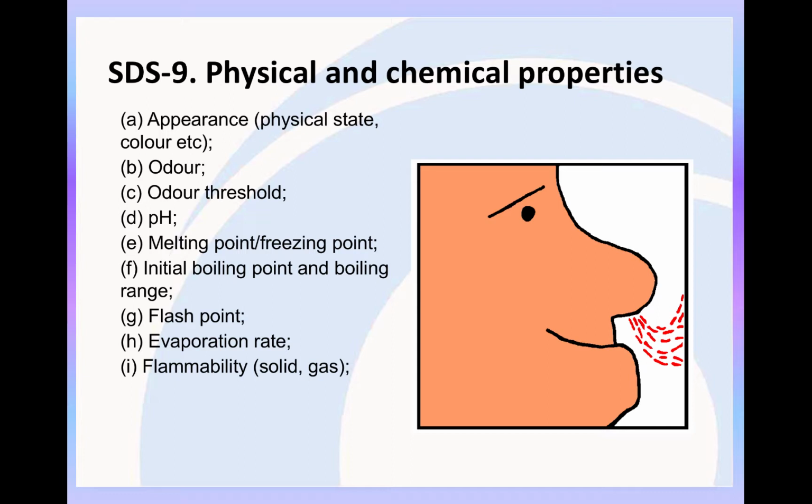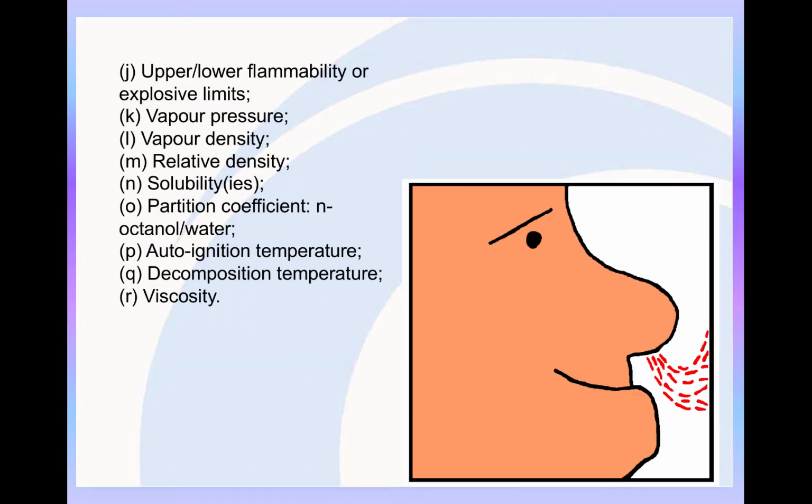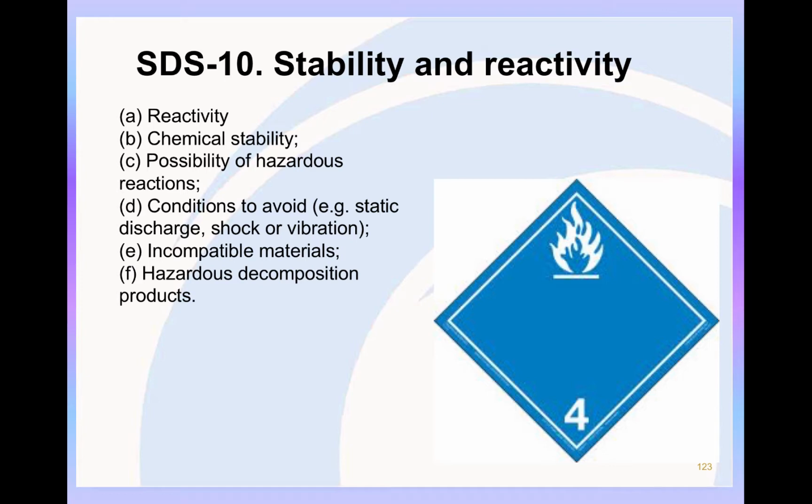This is in section 9. What are the upper and lower flammability exposure limits? What's the vapor pressure? What's the vapor density? What's the relative density? What's the solubility? What's the partition coefficient, n-octanol or water? What's the auto-ignition temperature? What's the decomposition temperature? And what's the viscosity? This again is all part of section 9. What does it look like? What are the physical properties?